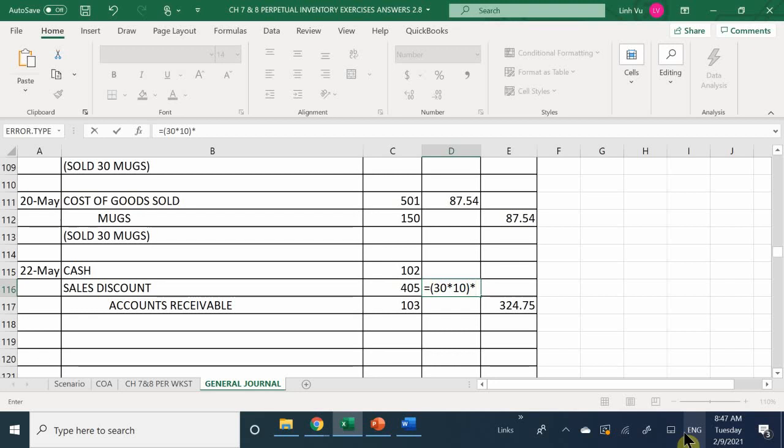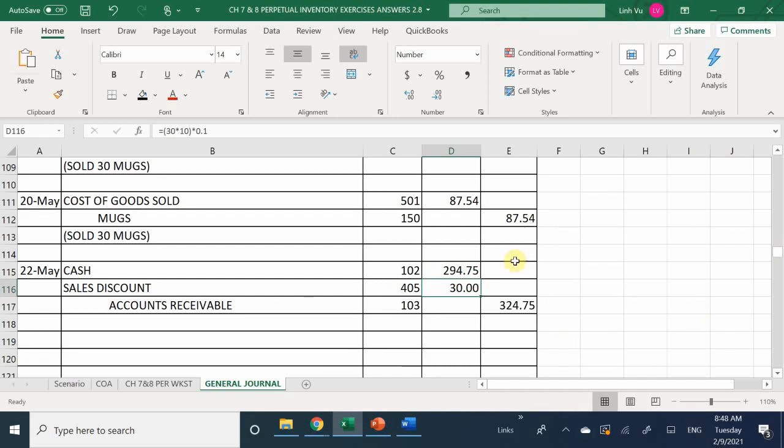So right now, I need to calculate 30 items at $10, so that's 300, and then I can go ahead and do my 10% discount off of the 300. So how much is my discount going to be? $30. Correct. All right, and then 324 minus the $30 is going to give you how much cash he's going to give me. So he should be giving me $294.75.